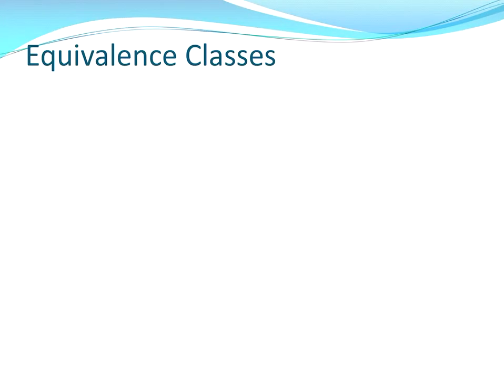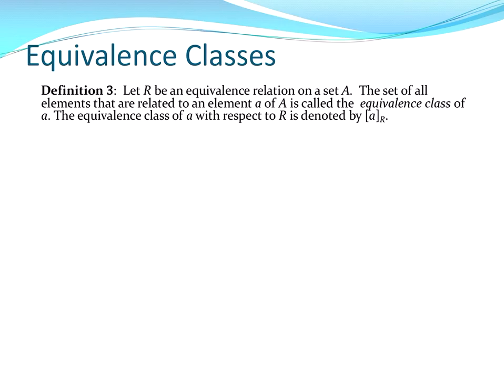We're in Rosen, Discrete Mathematics and its Applications, section 9.5 on equivalence relations and classes. Here we define equivalence class. First we start with an equivalence relation, R. Remember, an equivalence relation is a relation that is reflexive, symmetric, and transitive on the set A.